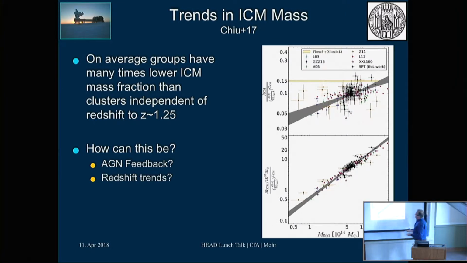Okay, in ICM mass we have a kind of similar but inverted story. On average, in this case, groups, low mass systems, have lower ICM mass fractions than high mass systems or clusters. The first study that I'm aware of that showed that groups have low ICM mass fractions was by Larry David in 1993, studying some of the early observations from ROSAT.